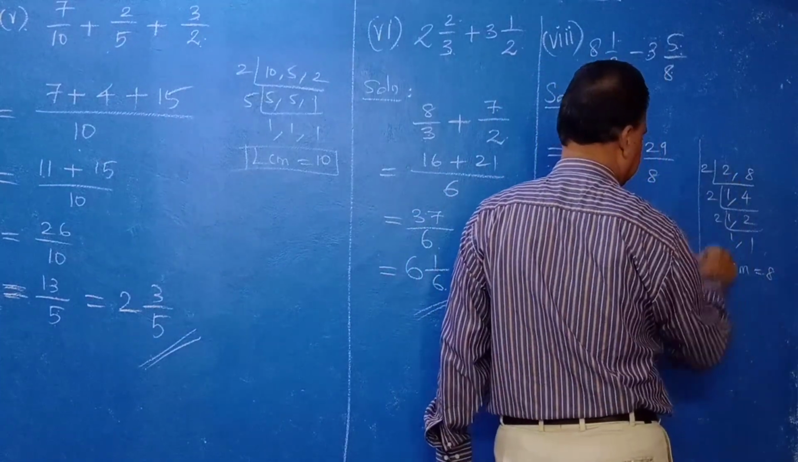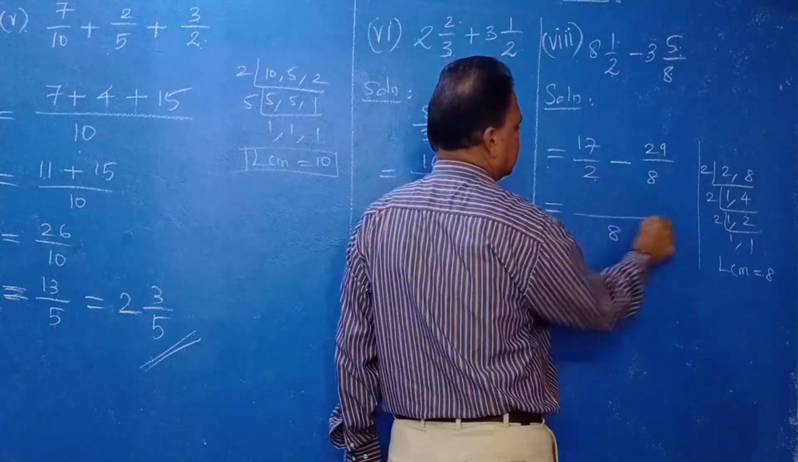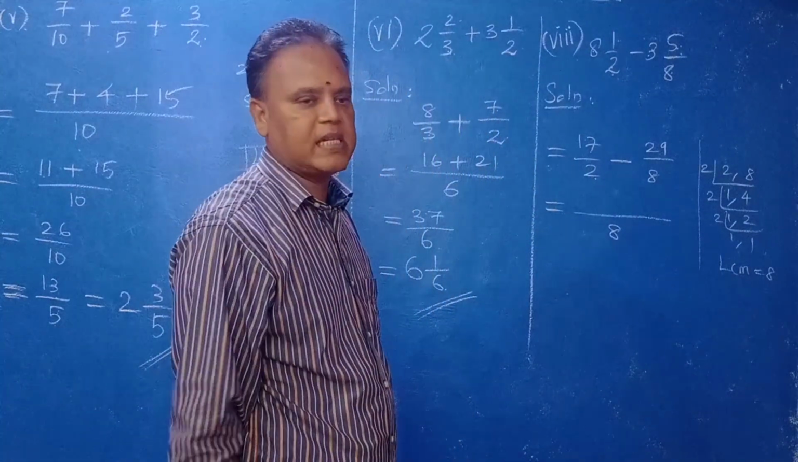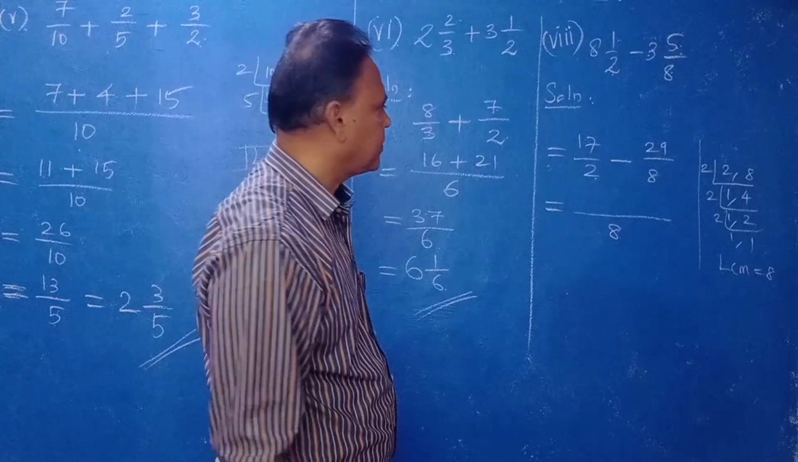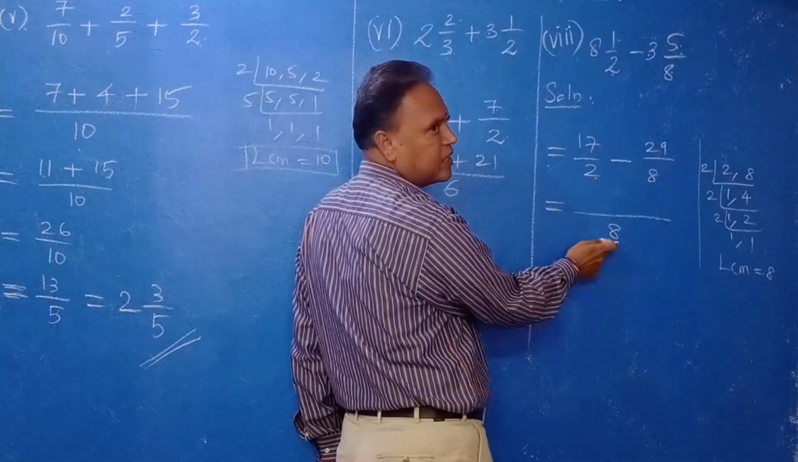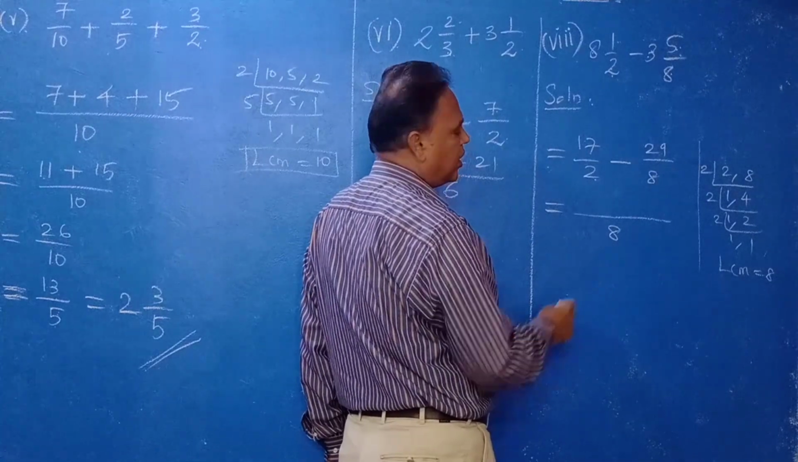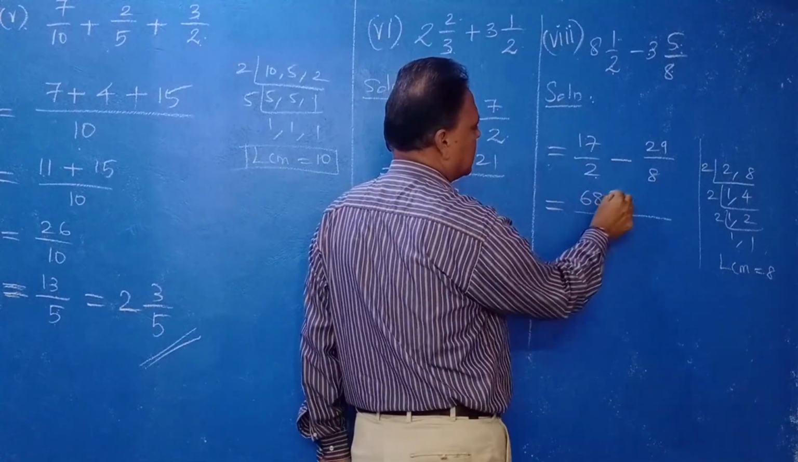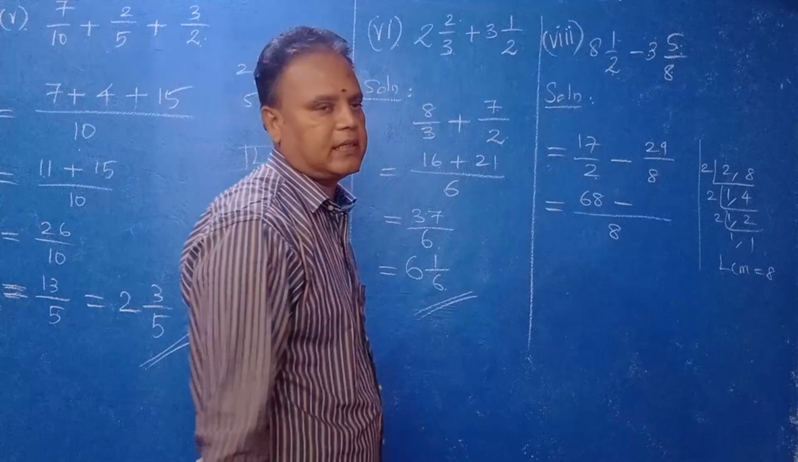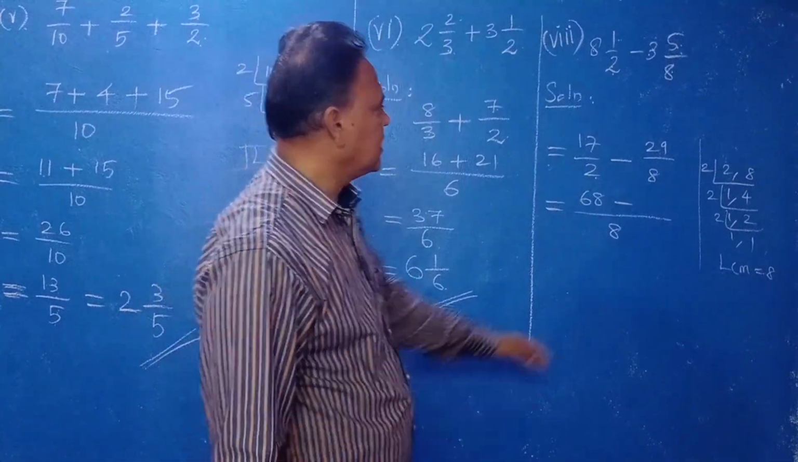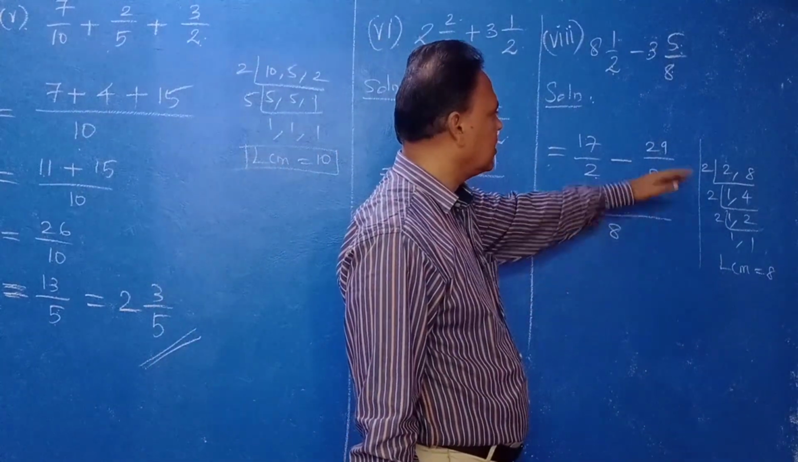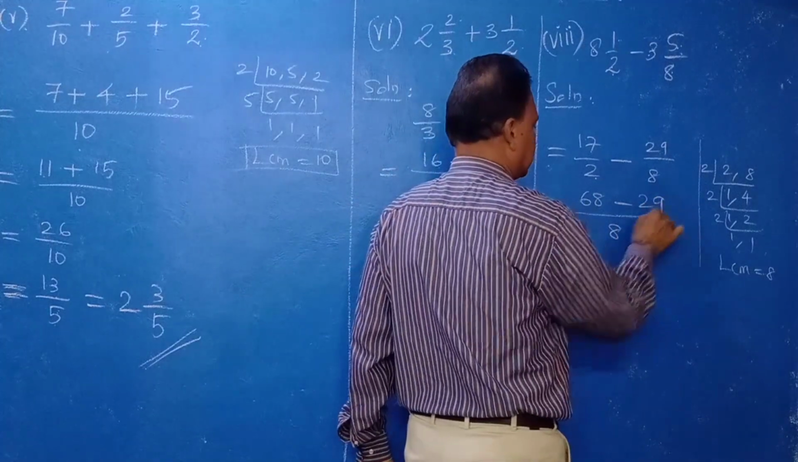LCM is 8. Right. So this LCM you take as the denominator. The whole denominator you take as LCM 8. Now here, this 2, if you divide, how much will you get? 4. 4 into 17, 68. Right. Then this 8 is already there. So 29 you write as it is.